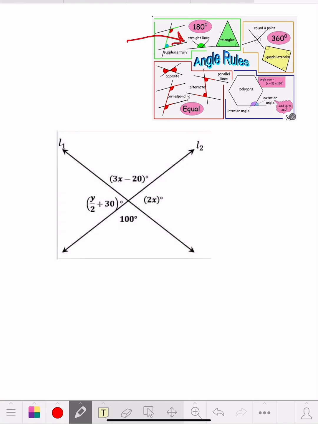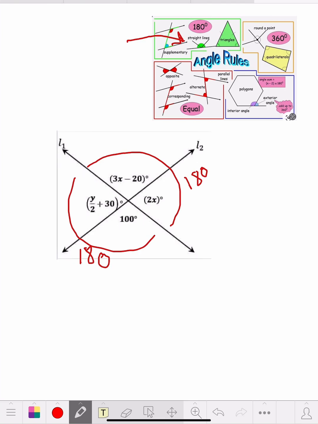This tells us that the straight angle, this whole thing here, is 180. And this whole thing here is also 180. So now, all we really have to do is set up equations. Okay, that equals 180. So hey, let's just do the top one first.